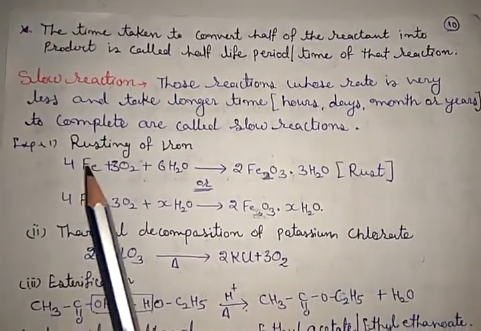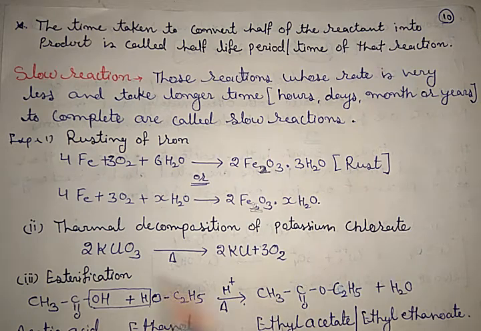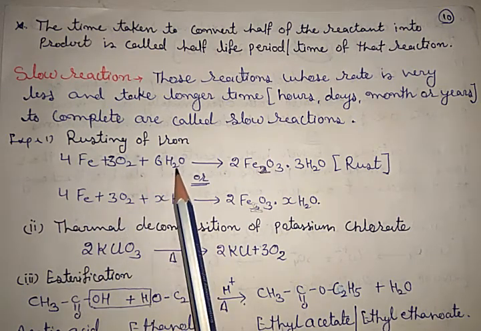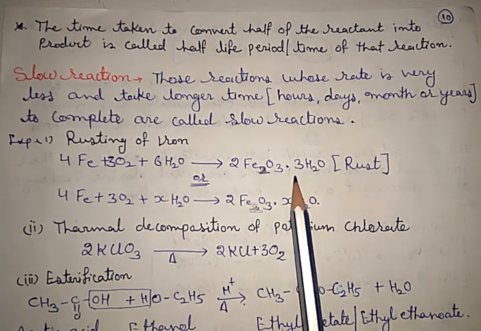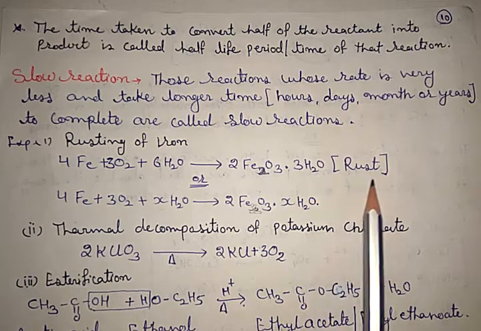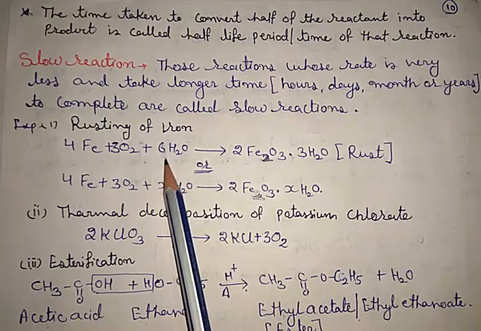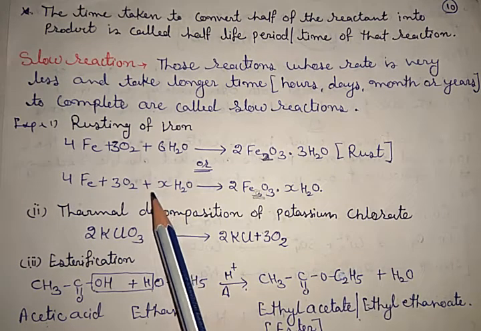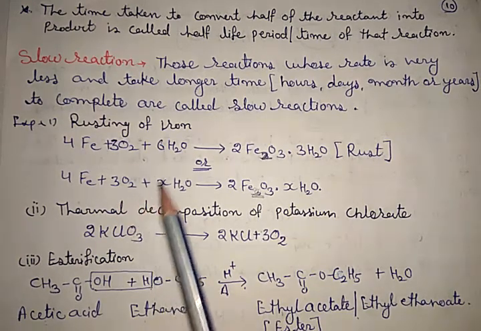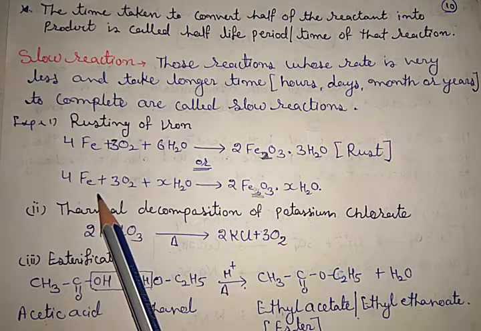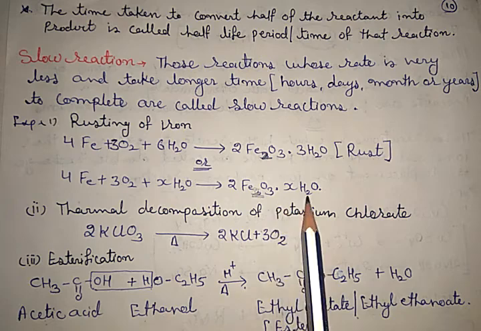If we consider examples, the first example is rusting of iron, in which iron reacts with oxygen and water and makes Fe2O3 with chemically bonded H2O. That is known as rust. In some books, in place of the 6, X is used, which is a number that may be 1, 2, 3, 4, 5, 6, 7, 8, anything. In that manner we write the reaction as Fe plus O2 gives Fe2O3 dot xH2O.